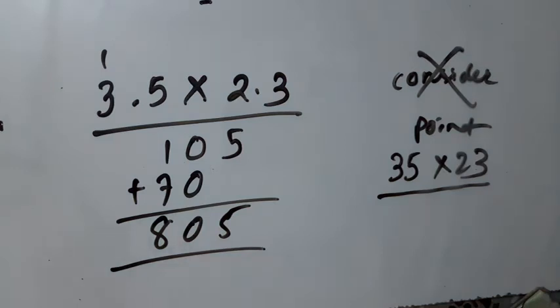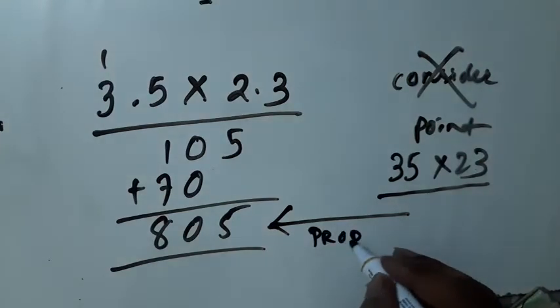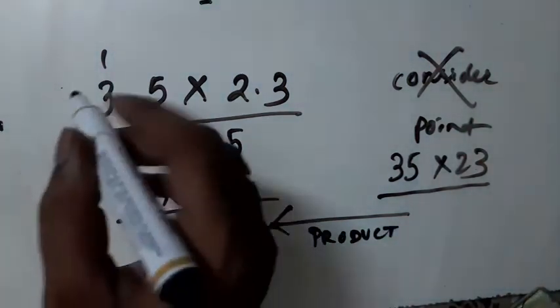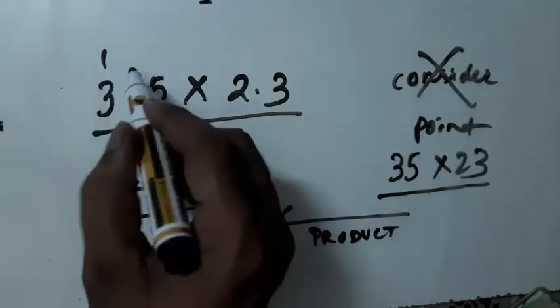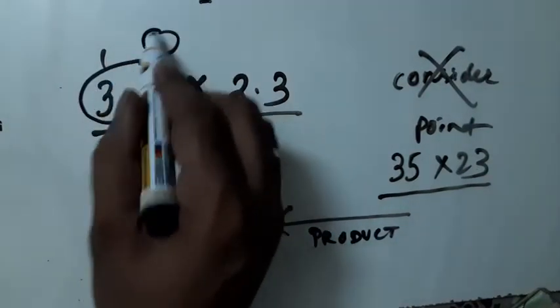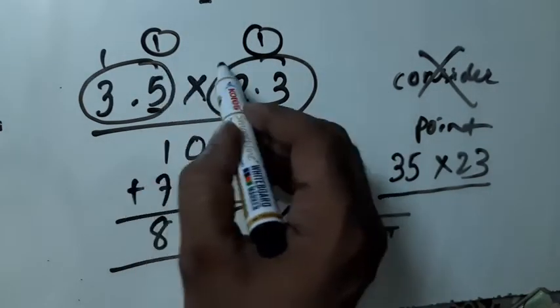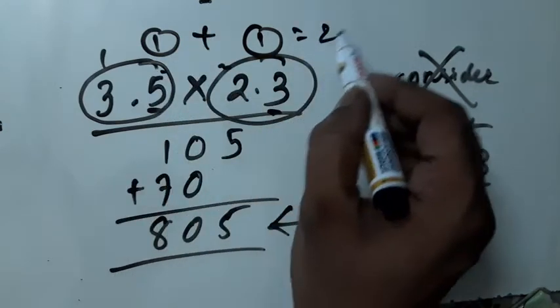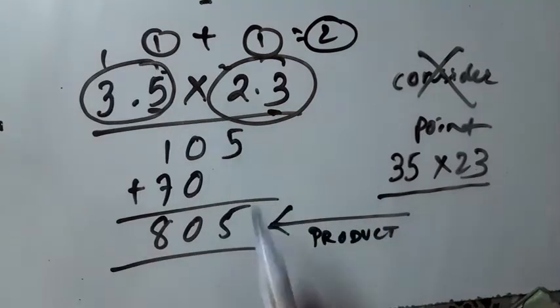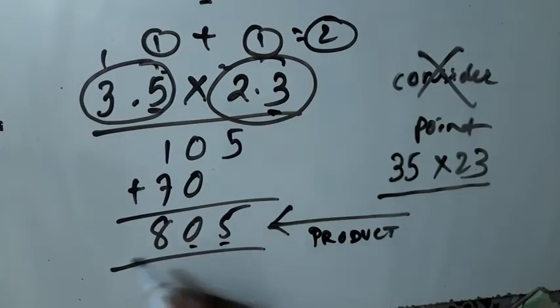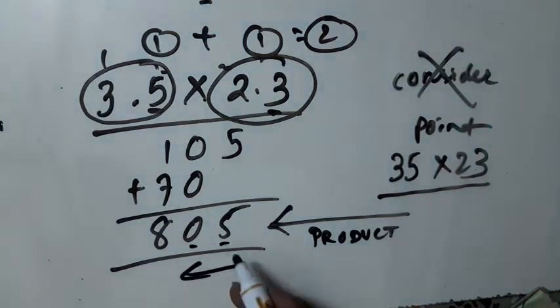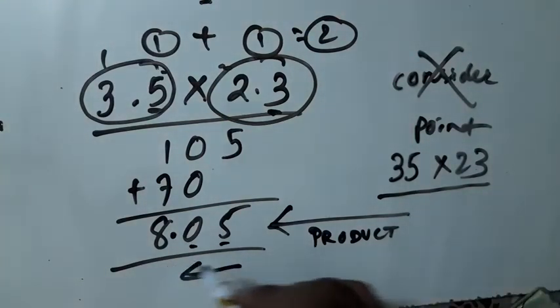Now we have got the product. After getting the product, what do you have to do? We have to count the number of decimal places in the question part. In the question, how many places are there in total? In 3.5 we have one decimal place, and in 2.3 also one decimal place. So in the question we have a total of 2 decimal places, so in the answer also we should have 2 decimal places. We count from right to left: 1, 2. So we put a point here, and the answer becomes 8.05.